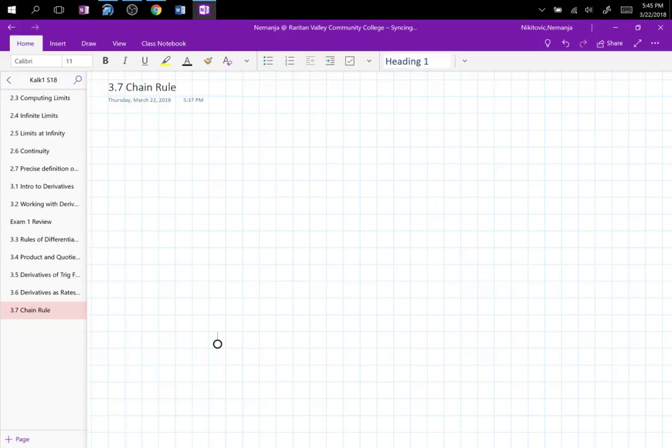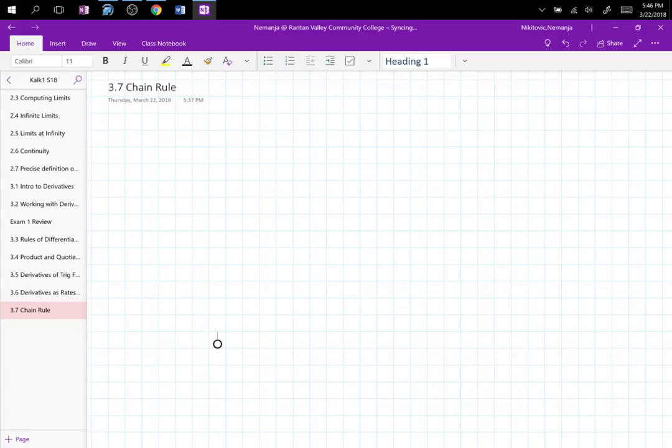Hello and welcome back to Calculus 1, section 3.7, the chain rule. One of the most frequent derivative taking techniques, because this is the way to take the derivative of the function composition. You know, when you plug one function into another, well, that's this.